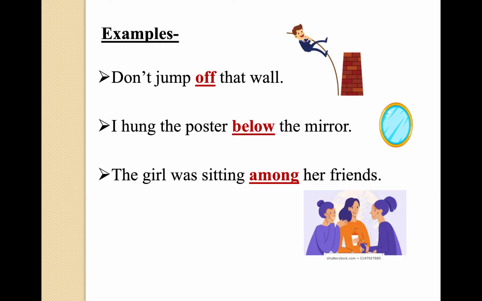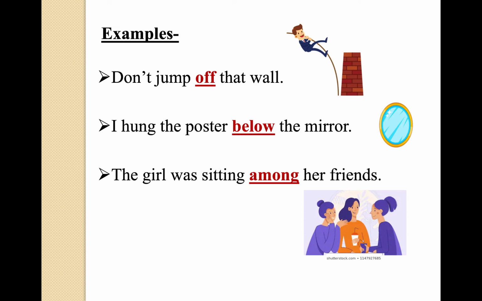First example, don't jump off that wall. Second example, I hung the poster below the mirror. Third example, the girl was sitting among her friends. Here, the prepositions off, below, and among tell us about the movement of things with respect to another thing.